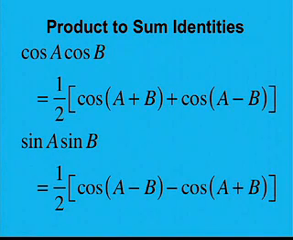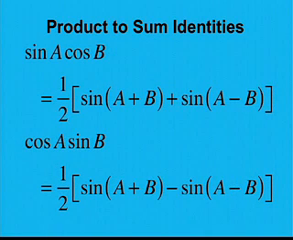Here they are. The cosine of A times cosine B will equal 1/2 the quantity cosine of A plus B plus cosine of A minus B. The sine of A times the sine of B is equal to 1/2 of the quantity cosine A minus B minus the cosine of A plus B.